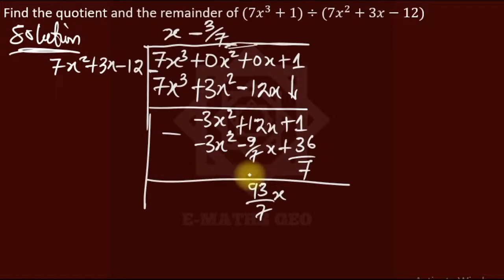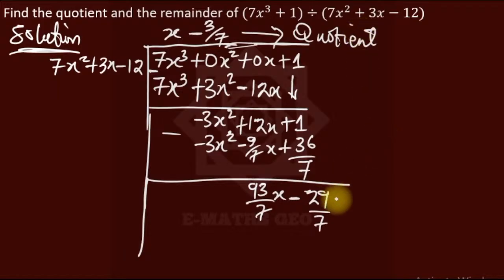While 1 minus 36 over 7 is minus 29 over 7. Okay, so we'll stop, because the highest power here is x, while the divisor's highest power is x squared. So this is less than this. So our answer, this is our quotient, while this is our remainder.